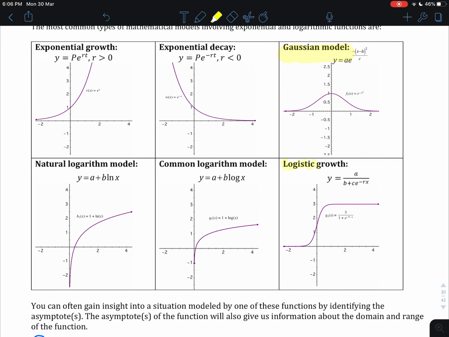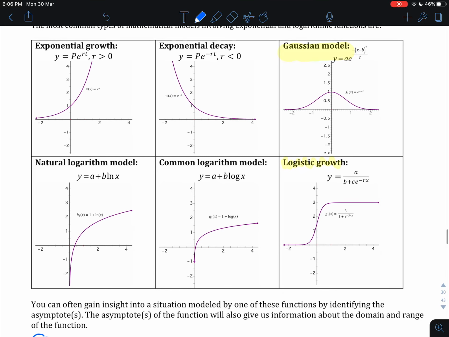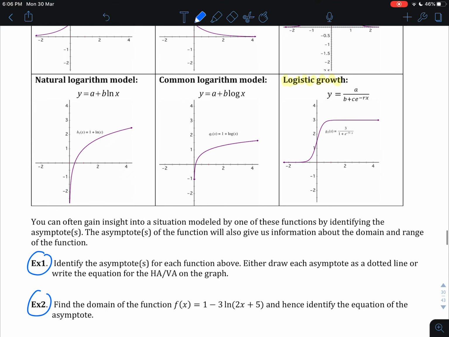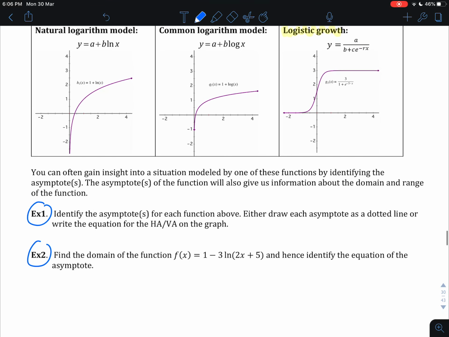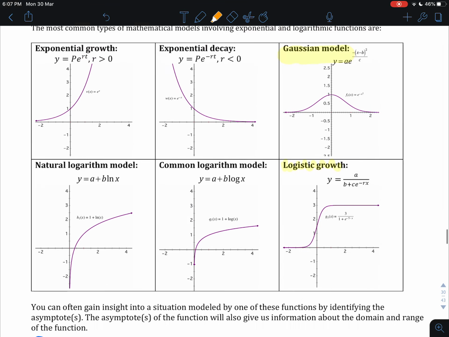The second one that we're really going to focus on is this idea of a logistic growth model. I'll talk a little more about those as and when we need to. So example one is asking that we identify the asymptotes for each of the above functions, and I'm going to draw those in as dotted lines and write the equation.